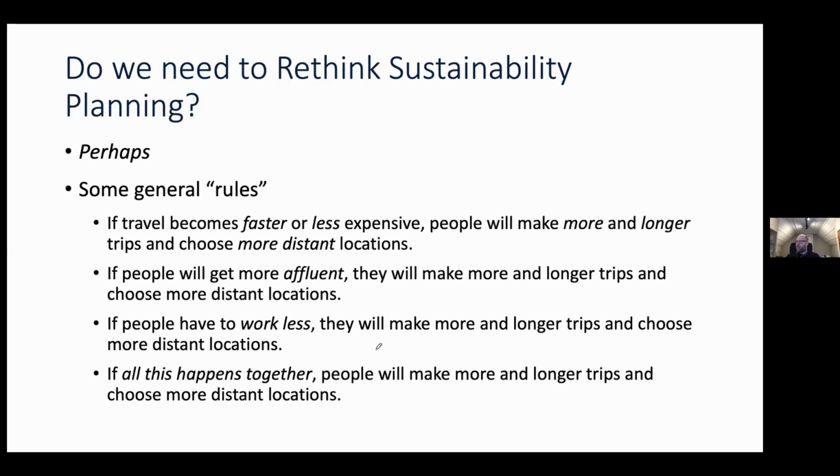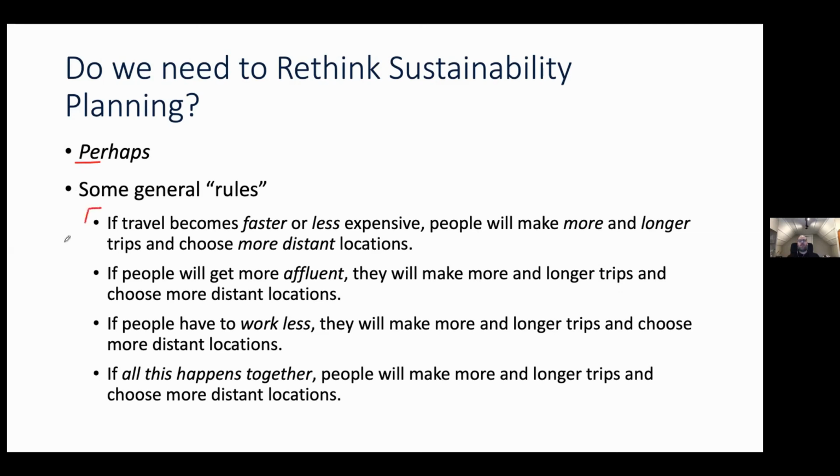But last one, to wrap this up, then, thinking 10 years out, 20 years out, 30 years out, do we need to rethink how this all comes together in terms of how we think about planning for sustainability? And to me, after doing all this work, I think it's a perhaps. Perhaps we do need to rethink sustainability planning for the future.